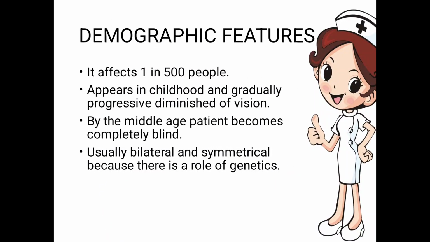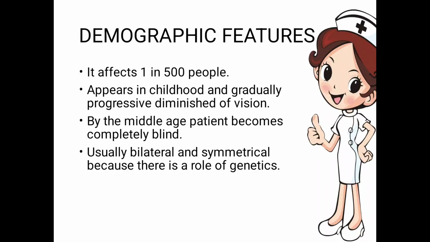Next one, demographic features. It affects 1 in 500 people. In every 500 people, one patient has retinitis pigmentosa. It appears in childhood and gradually progresses with diminished vision. From childhood, the patient can recognize that they have diminished vision, but it is gradually progressive, so we are not able to identify when it starts. Progressively, it causes diminished vision, blurring of vision, rods affected, cones affected. By middle age, for example 7 to 8 years, the patient becomes completely blind.